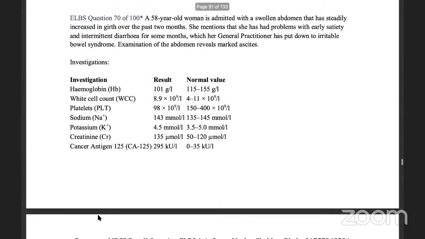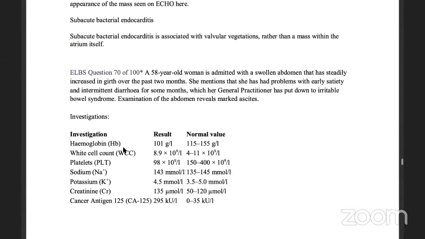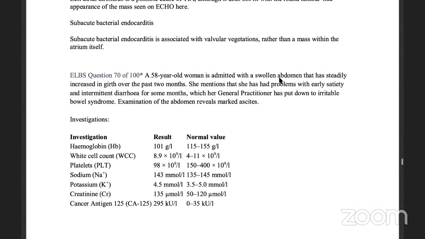Cervical cancer, okay. CA-125, that means maybe ovarian, sometimes peritoneal. So cancer, abdomen, that means ascites, and steadily increasing girth. Okay, and she mentioned that she had problems with early satiety and intermittent diarrhea for some months, and so their GP has put it down to irritable bowel syndrome. IBS, ovarian ascites, so ovarian. Yeah.